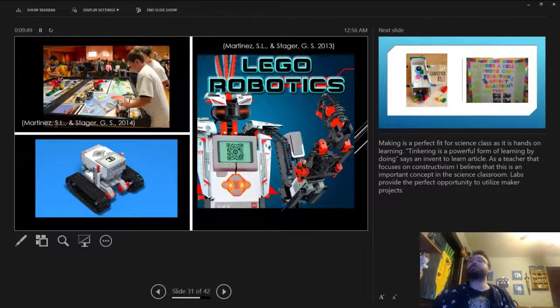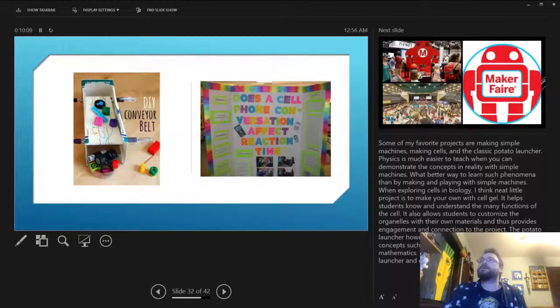Making is a perfect fit for science class, as it is hands-on learning. "Tinkering is a powerful form of learning by doing," says an Invent to Learn article. As a teacher that focuses on constructivism, I believe that this is an important concept in the science classroom. Labs provide the perfect opportunity to utilize maker projects. Some of my favorite projects are making simple machines, making cells, and the classic potato launcher.